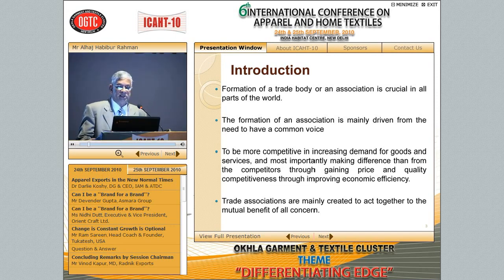The formation of an association is mainly driven by the need to have a common voice, to be more competitive in increasing demand for goods and services, and most importantly, to make a difference from the competitors through gaining price and quality competitiveness by improving economic efficiency. Trade associations are mainly created to act together for the mutual benefit of all concerned.